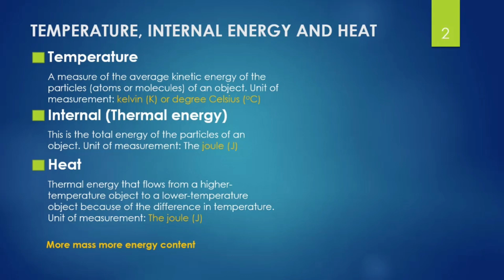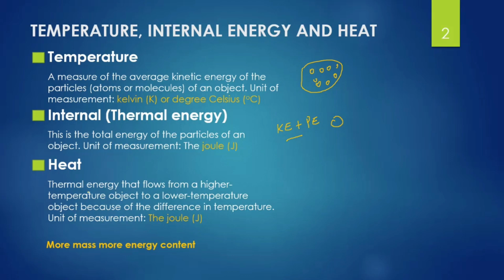Temperature is measured in units called Kelvin or degrees Celsius. So we have an object made of a number of particles that are moving. The average kinetic energy of these particles makes up the temperature of the object. What is internal energy? Internal energy is the total energy of the particles of the object. Total energy means that it involves both kinetic energy and potential energy. The kinetic energy could be translational, that is moving in a straight line, or it could be rotational.